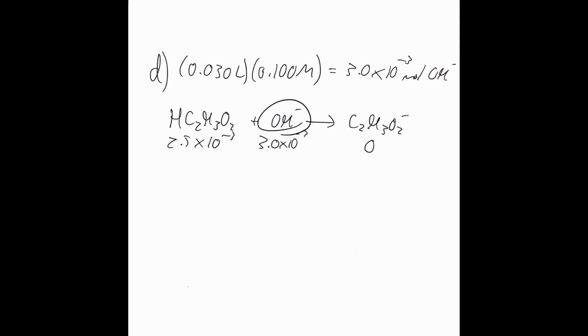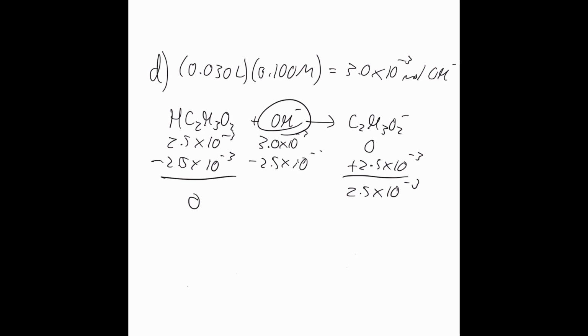So here we have part D, where we're in the excess base range of the titration curve, and we've added 30 milliliters. I've calculated the moles of OH minus, and I've done the reaction. Same reactions happen every time. Now at this point, our limiting reactant is going to be our moles of acetic acid, so that's going to disappear. We will also make 2.5 times 10 to the minus 3 moles of acetate, and we will get rid of 2.5 times 10 to the minus 3 moles of OH minus.